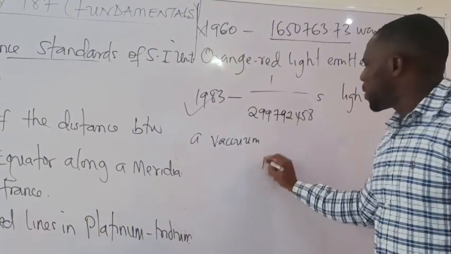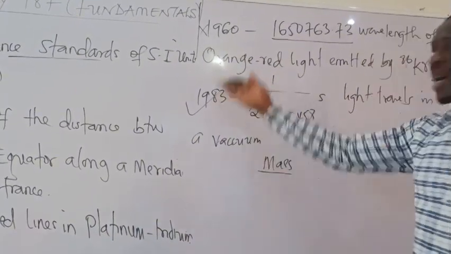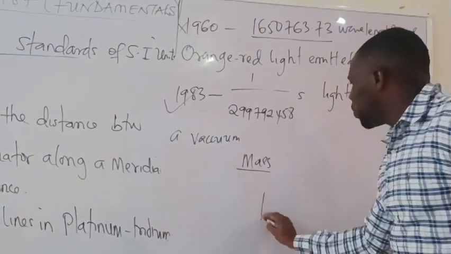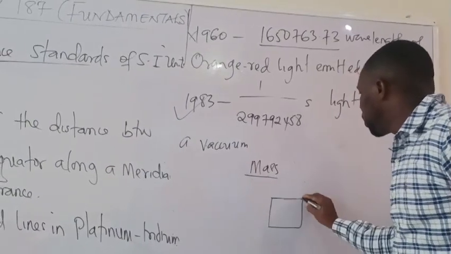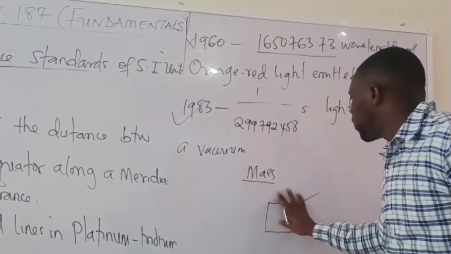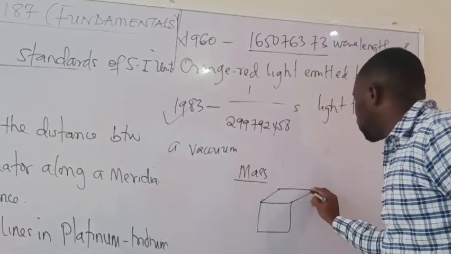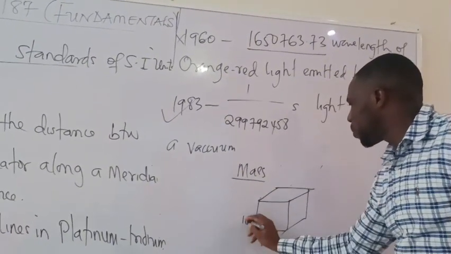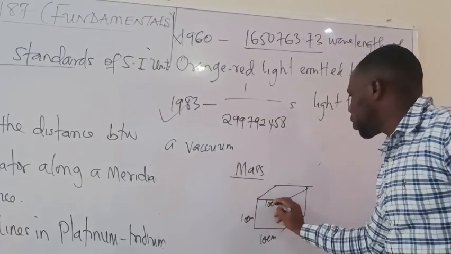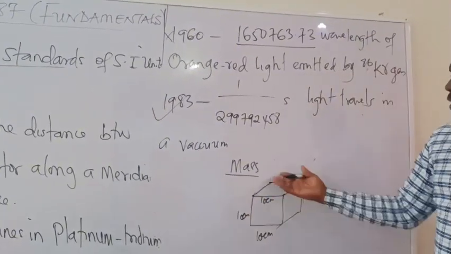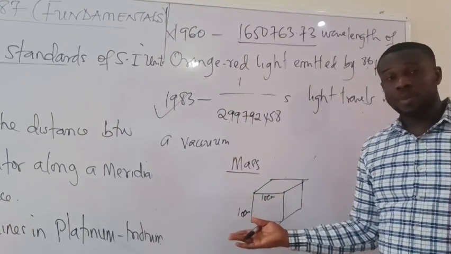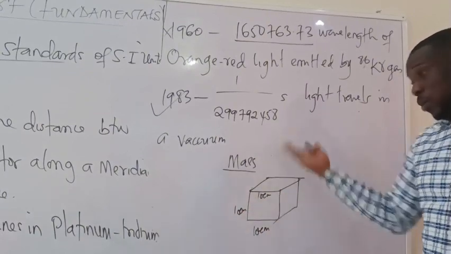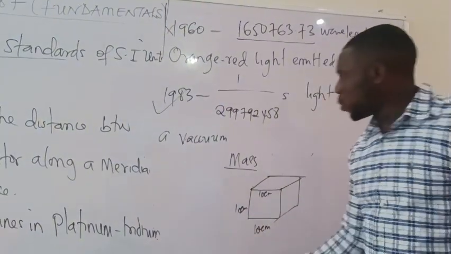And of course, mass also has a reference standard. Shortly before now, it was defined in terms of a cube of water whose sides were 10 centimeter each. Just say 0.1 meter. And of course, this was not really reproducible because when we talk about the anomalous expansion of water, you could figure out that water behaves abnormally.